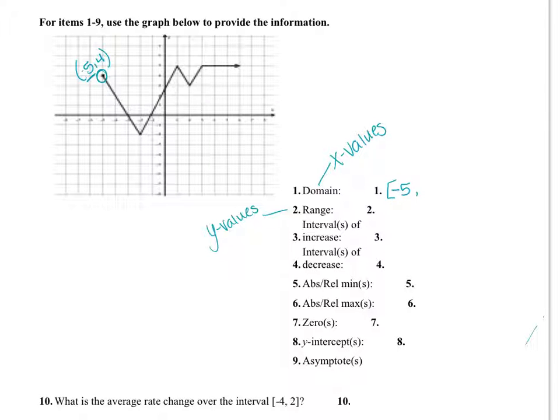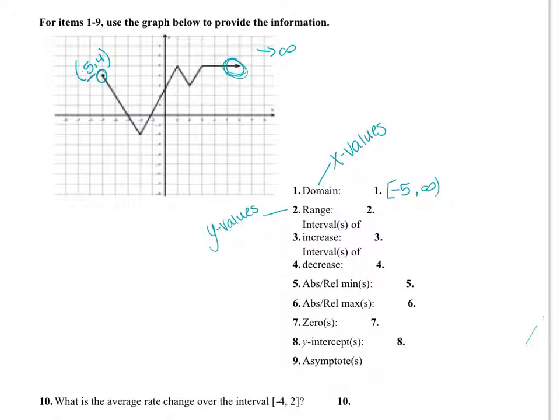Then we look to see where our function continues to. We read from left to right and we see we've got this arrow. That arrow means that it's continuing towards positive infinity. So our domain goes from -5 to positive infinity, and since we can't reach infinity, it gets a bracket.